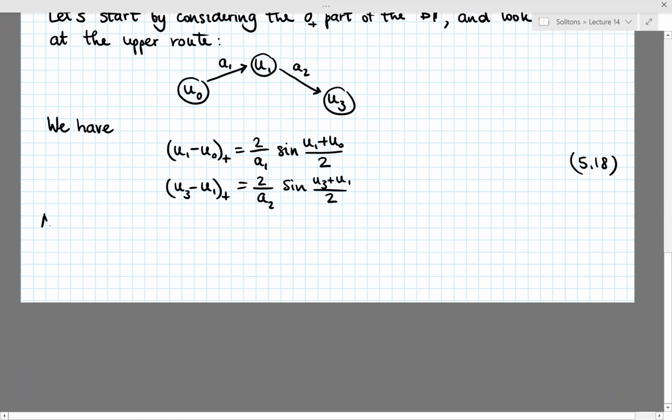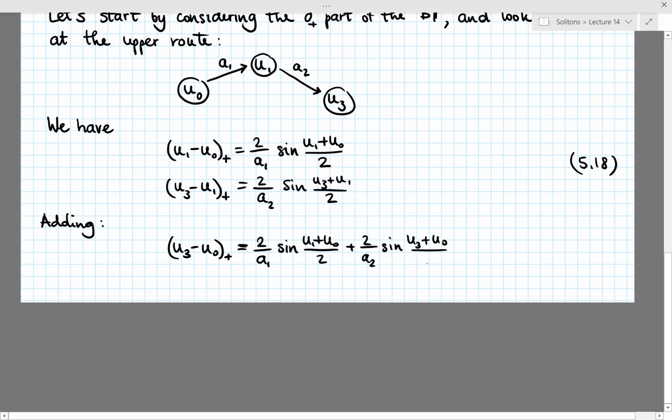And adding these two equations, we can eliminate dependence on u1 on the left-hand side and get u3 minus u0 x plus derivative is equal to 2 over a1 sine of u1 plus u0 over 2 plus 2 over a2 sine of u3 plus u0 over 2.